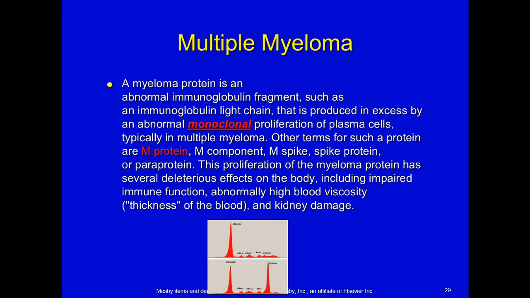The proliferation of the myeloma protein has several bad effects on the body, including impaired immune function, very high blood viscosity, becomes very thick, and kidney damage can happen from that. My husband's grandmother actually died from this, and I remember what got her to the hospital was feeling very ill and having that high blood viscosity, which caused high blood pressure and kidney issues.